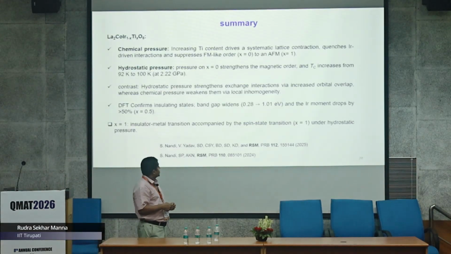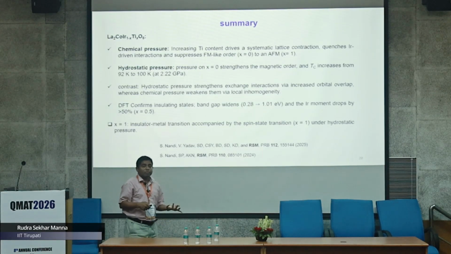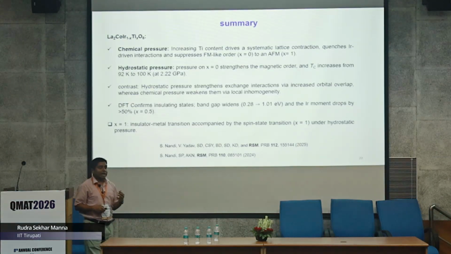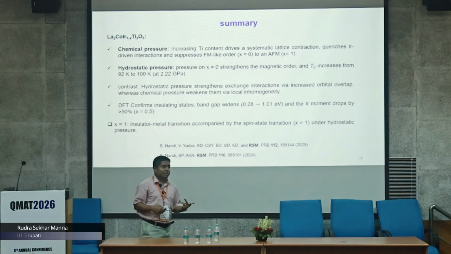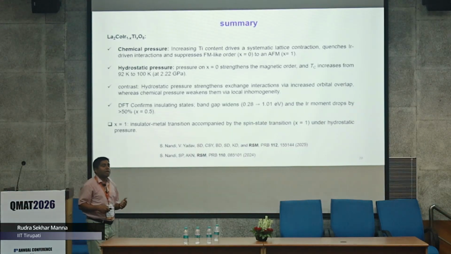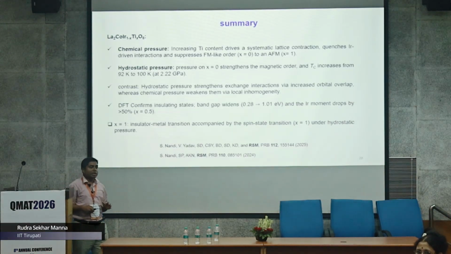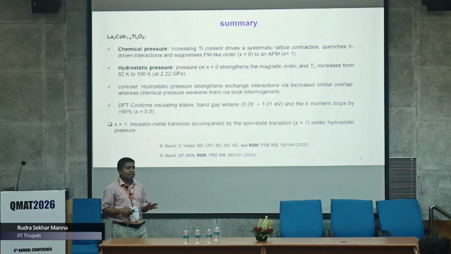Okay, with that, I would like to come to my conclusion. I showed a system, basically a double perovskite system, where you can tune the magnetism as well as the transport properties. There are various ways: you can tune the chemical pressure as well as the physical pressure on the system, you can study the magnetism as well as the transport properties, and you can also tune the spin orbit coupling in the system.